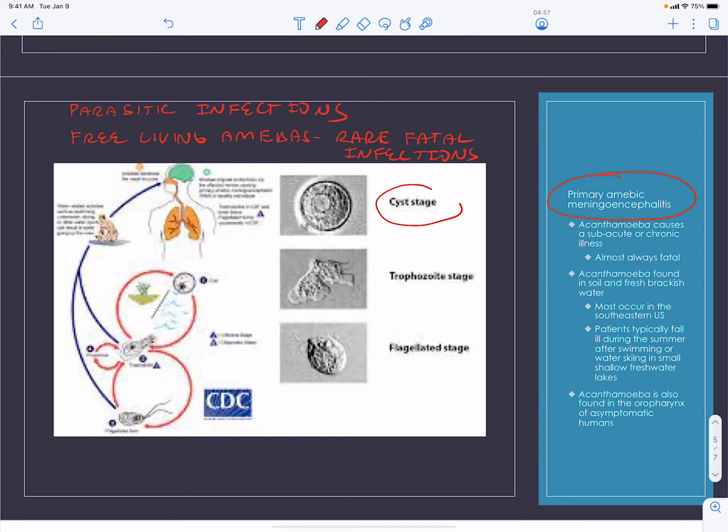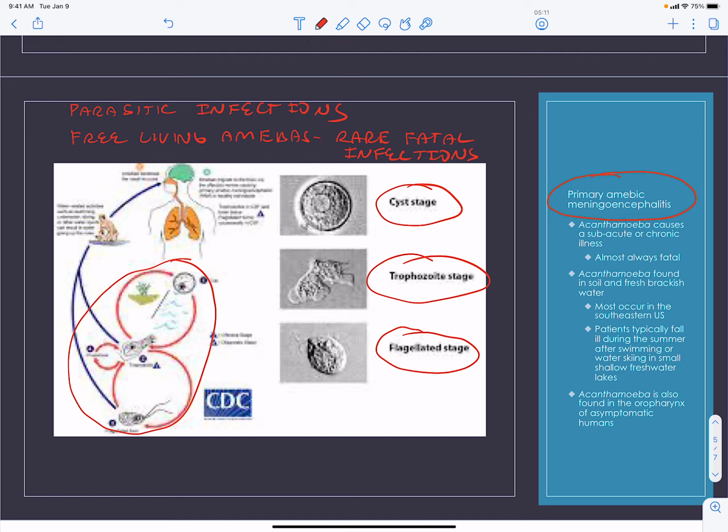Now they have a cyst stage, a trophozoite stage, and they also have a flagella stage. And so they're going to be found in water, so recreational water, warm water, ponds, those type of things, and they're going to find their way into the respiratory tract, the nasal tract, and then from there they can burrow into the central nervous system and cause an infection of the brain.